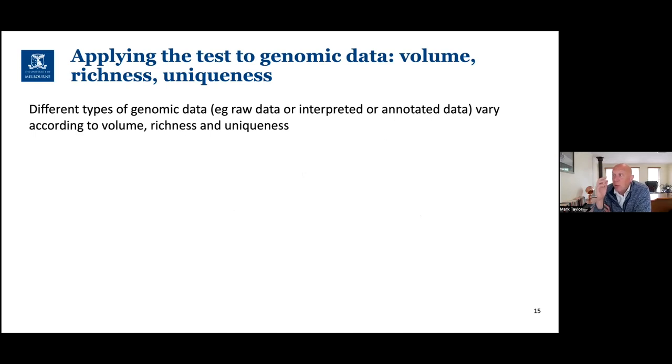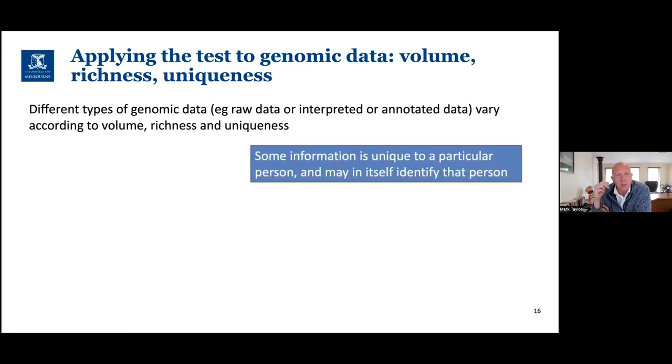Okay, so then if you begin to apply that to the genomic data, within the paper we go through some of the qualities of different types of genomic data, and we recognize that different types of genomic data, raw data or interpreted data or annotated data, vary according to volume, according to richness, according to uniqueness. And we recognize, if you look at some of the OAIC guidance, that the relative uniqueness of some genomic data at least might lead you instinctively to assume that it is always going to be identifiable. And in fact, there's guidance from the regulator which would seem to support that kind of intuition.